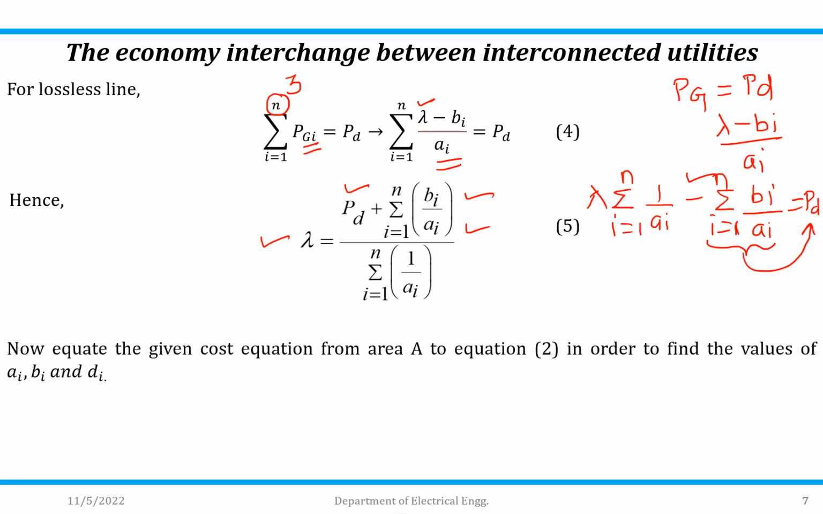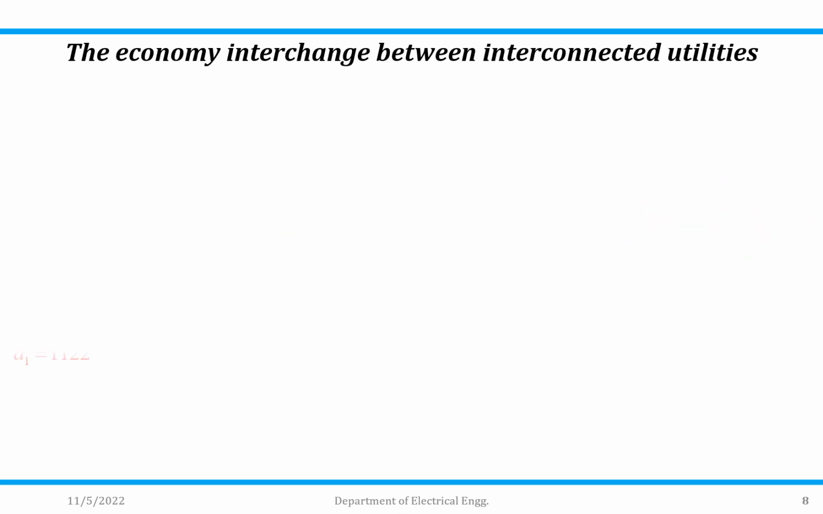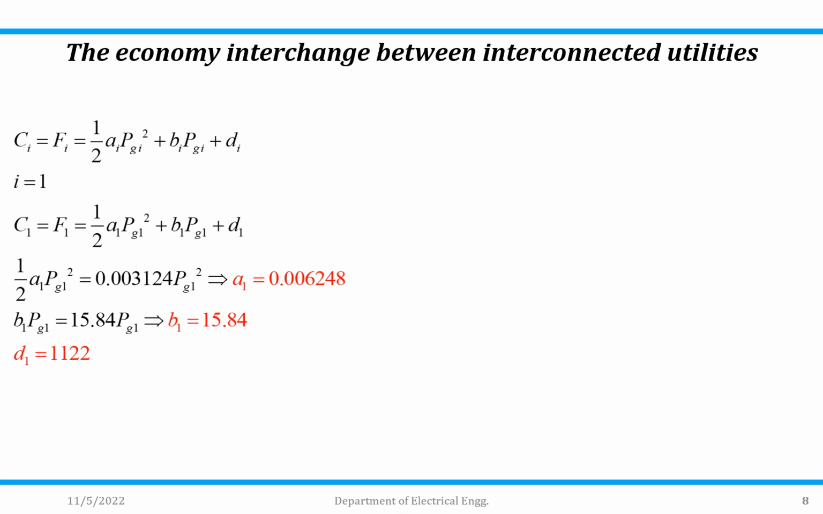What we will do now? We will equate the given cost equation from area A to equation number 2 in order to find out the values Ai, Bi and Di. So we know the equation of Ci, half Ai PGi square plus Bi PGi plus Di. So i equal to 1 means we will get the cost equation for the first generator, which is A1 PG1 square plus B1 PG1 plus D1.